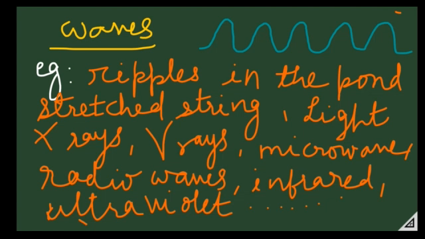Light is also a form of wave. It travels in the form of waves. X-rays are waves, gamma rays are waves, microwaves, radio waves, infrared light is also a wave, and ultraviolet light is also a wave. These are all types of electromagnetic waves.